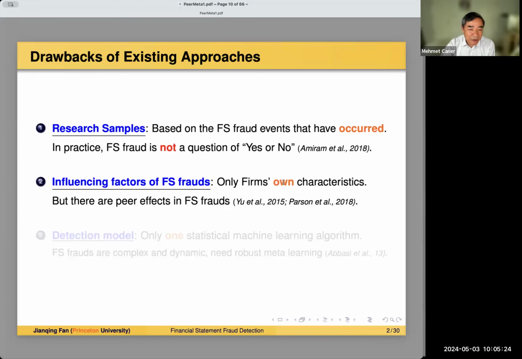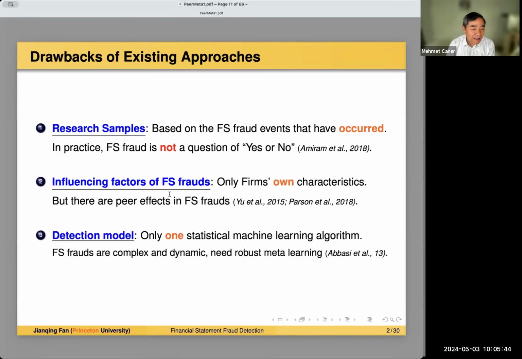So most existing literature only uses the firm's own characteristics, but we know that there are peer effects in financial statement fraud and in culture. For this reason, we introduce the peer effect. And then detecting models: so far, most of the literature only uses one statistical machine learning algorithm, and financial fraud is certainly complex and dynamic, and we really need more robust meta learning.